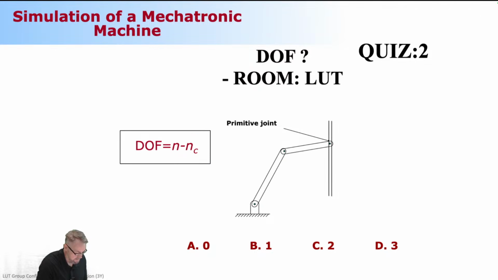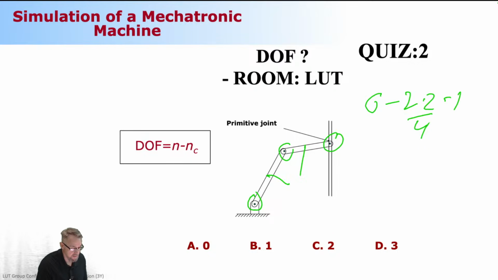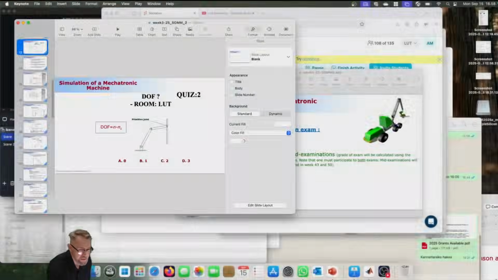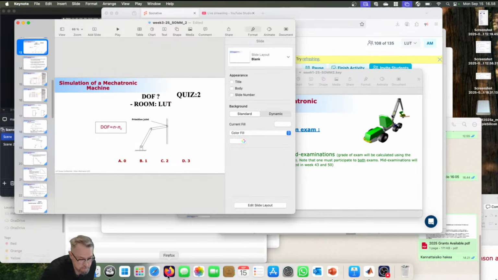Where is it now? This one. Okay, how many moving bodies? It's going to be 2 moving bodies. So that's a total of 6 generalized coordinates. How many constraints? How many revolute joints? 1, 2. So that's 2 multiplied by 2, that's 4. And 1 primitive joint, that's 1. So the number of degrees of freedom is 1. Okay, and now we're going to see how well you do.